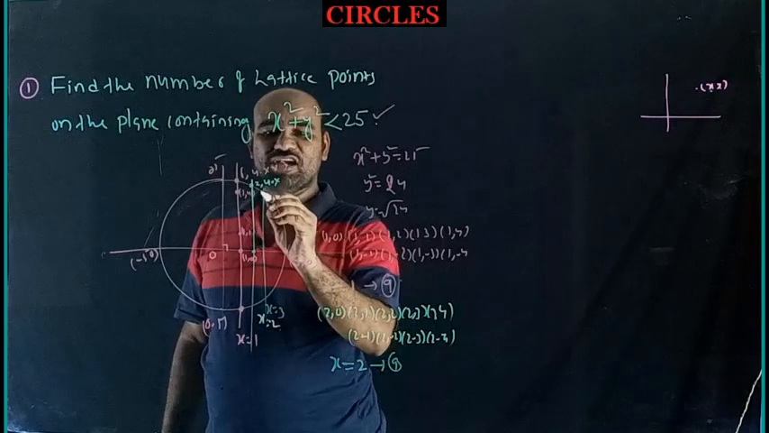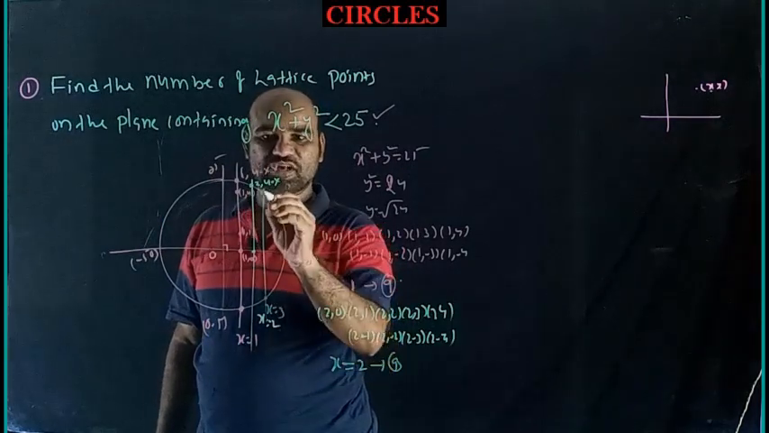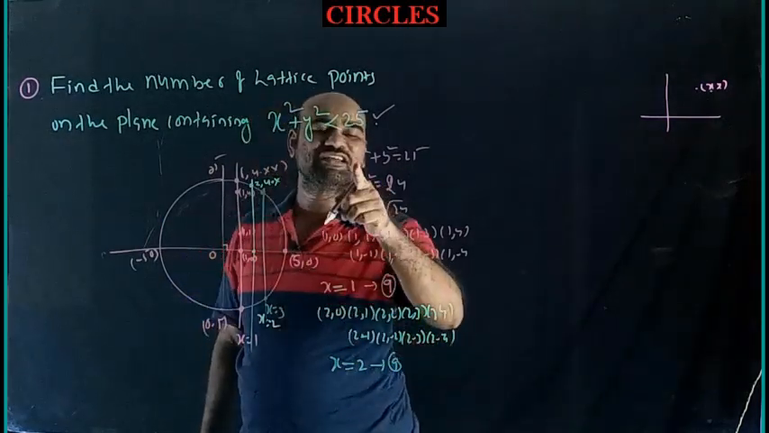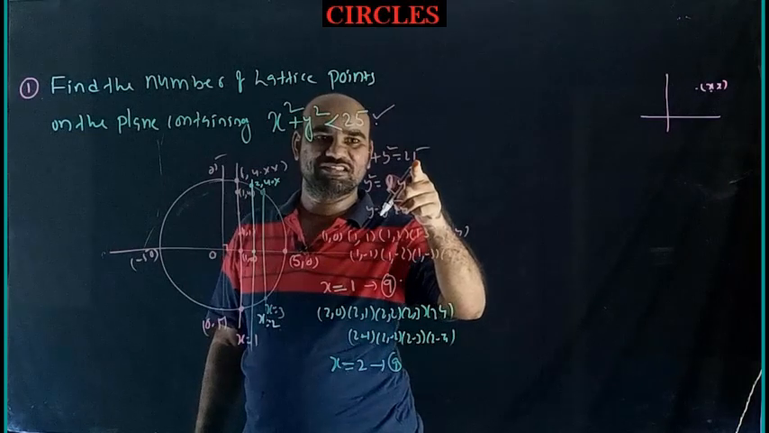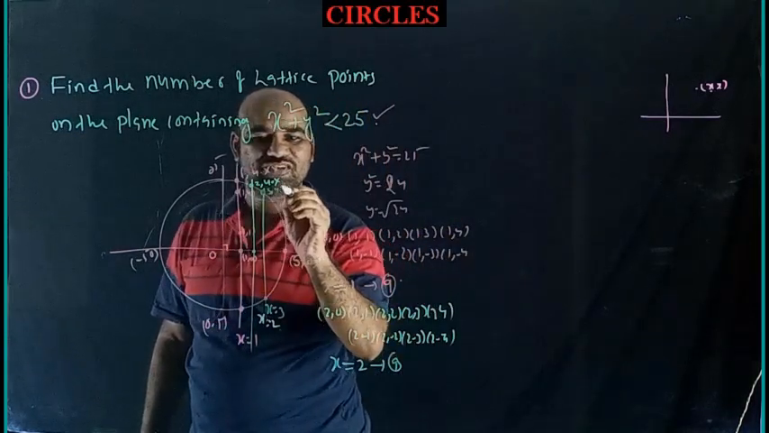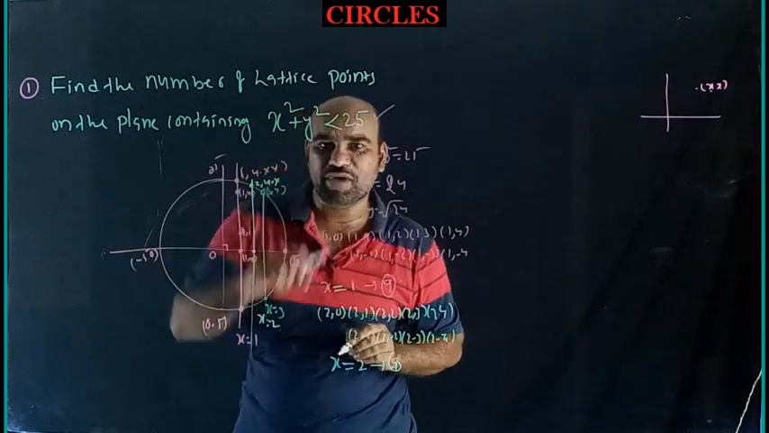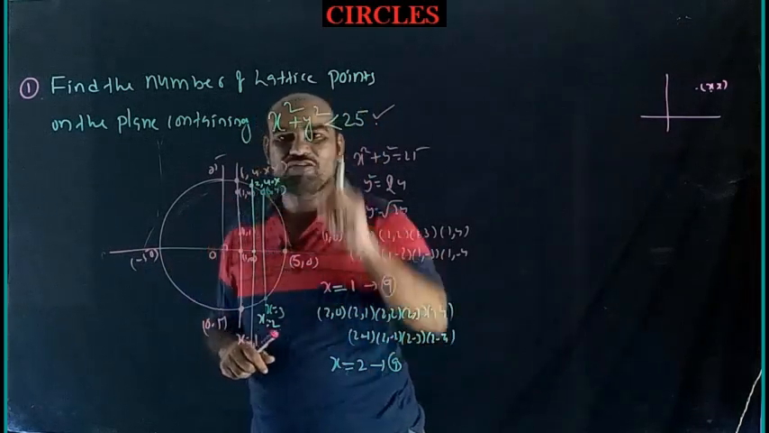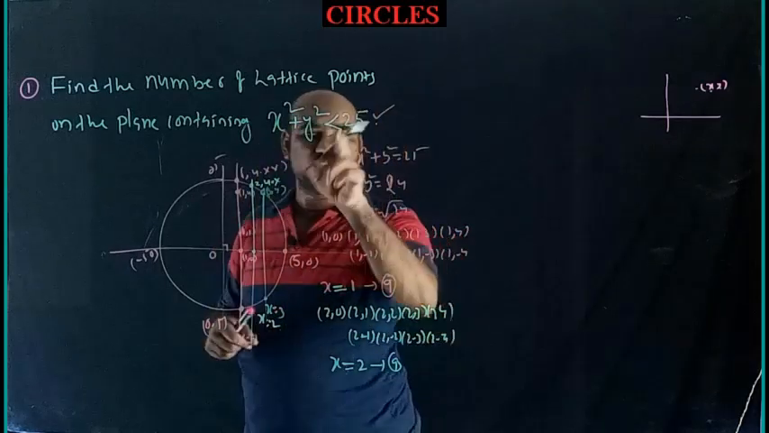First of all, I want to identify these 2 points. 25 minus 9 is 16, so y equals 4. The exact point is 3 comma 4. 3 comma 4 is a lattice point, but here you can't count it, because 3 comma 4 is on the circle, and we only want points lesser than 25.